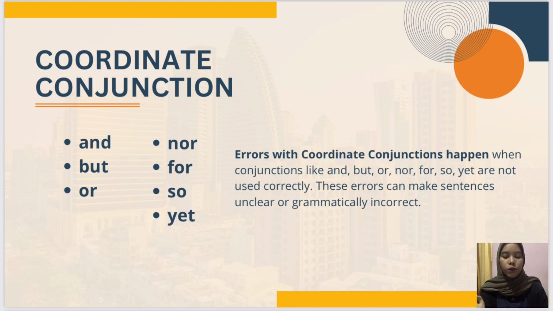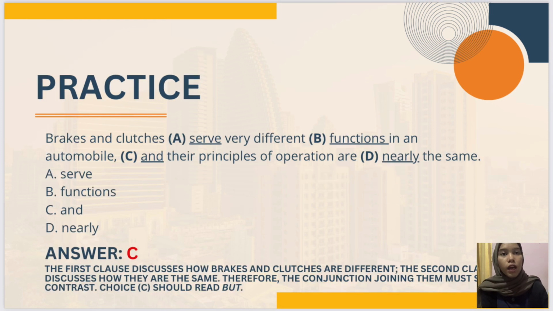So anytime you find a sentence with a coordinate conjunction in it, but it is used incorrectly, that's when you call it an error in coordinate conjunction. Now let's take a look at this practice question. Brakes and clutches serve very different functions in an automobile, and their principles of operation are nearly the same. Do you know what the answer is?